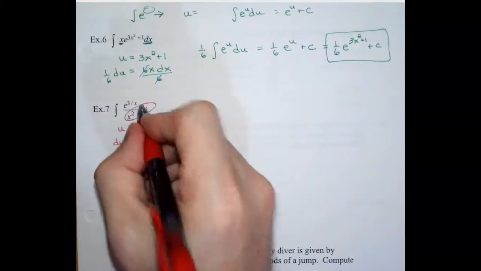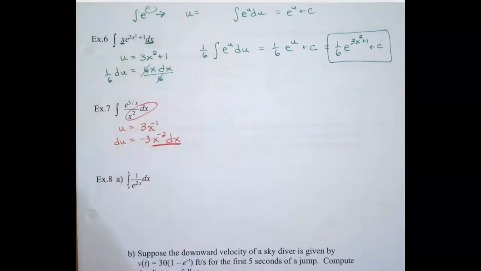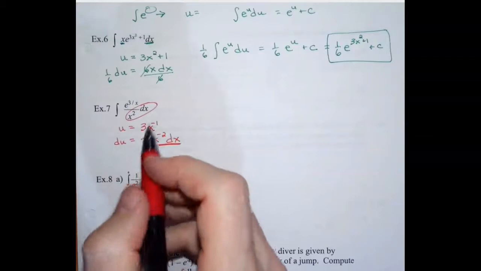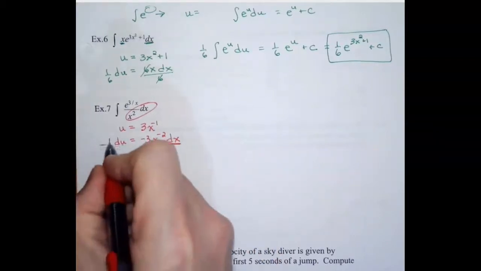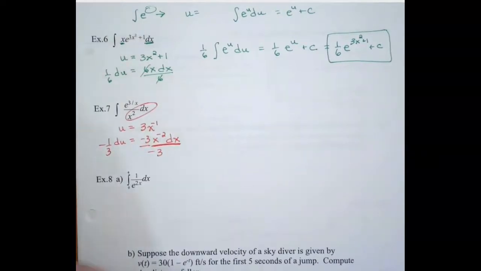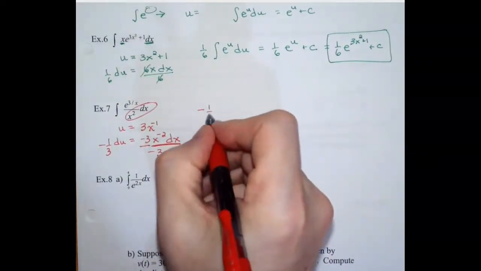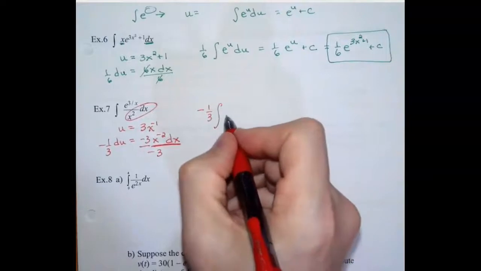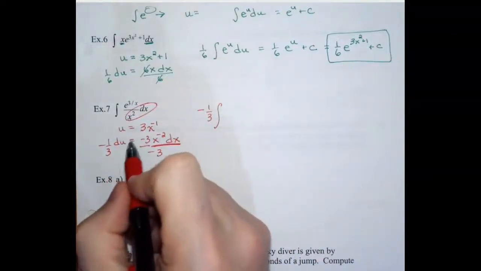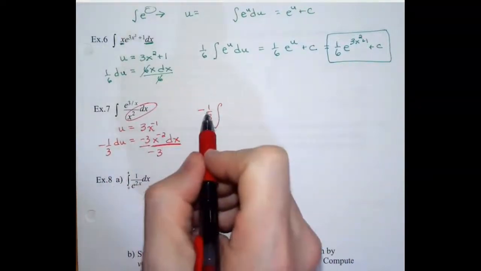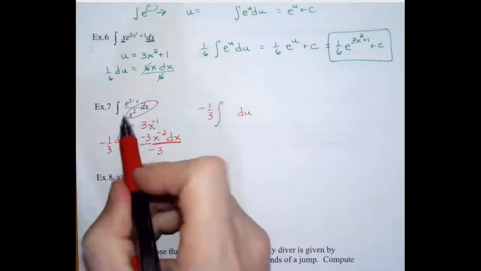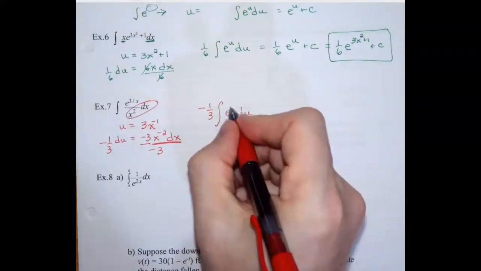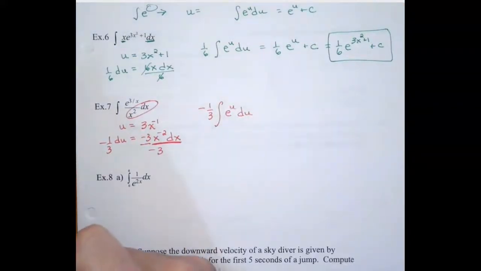So that is right here. So that's good. Again, we don't have the negative 3. So divide by negative 3, negative 1/3 there. And now we're going to make that switch. So that's going to be negative 1/3. This is being substituted out for negative 1/3 du. And then that's e to the u. And that's the whole point. That's what we're trying to get.